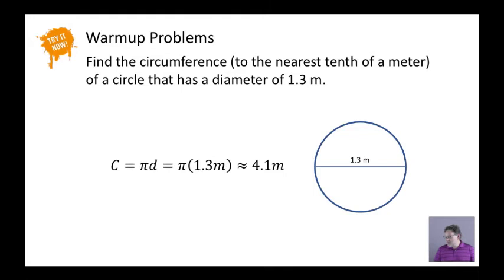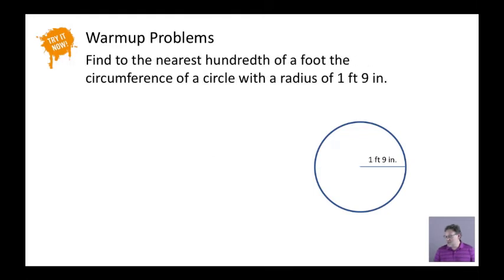Here's another one. For this particular circle, I want you to find, once again, the circumference of the circle, rounding to the nearest hundredth of a foot. And in this case, they're not giving you the diameter, but we are giving you the radius, and it's 1 foot 9 inches. Take some time for that.